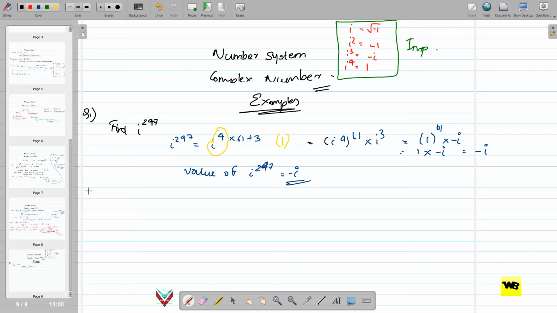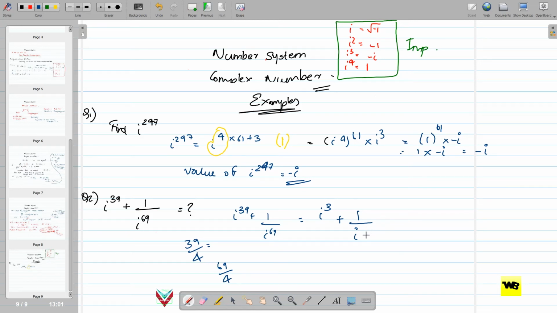Now let's see the second example: I raised to 39 plus 1 upon I raised to 69. What will be the answer? Let us first take I 39 plus 1 upon I 69 as I cube plus 1 upon I. We know that I raised to 4 equals 1, so just divide 39 by 4 and 69 by 4. We will get I cube, and for 69 divided by 4 we will get I.